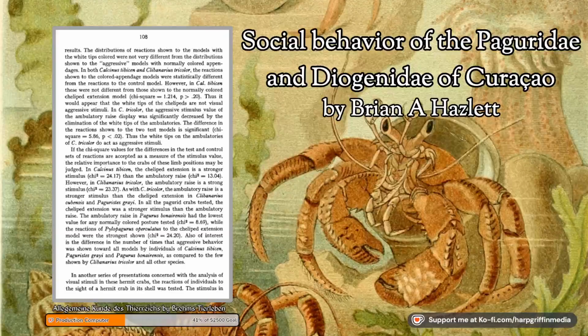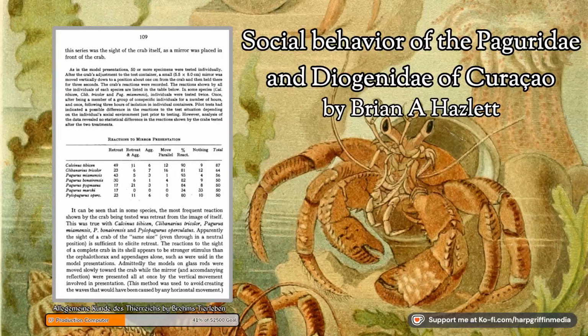In another series of presentations concerned with the analysis of visual stimuli in these hermit crabs, the reactions of individuals to the sight of a hermit crab in its shell was tested. The stimulus in this series was the sight of the crab itself, as a mirror was placed in front of the crab. As in the model presentations, 50 or more specimens were tested individually. After the crab's adjustment to the test container, a small 5.5 by 8.0 centimeter mirror was moved vertically down to a position about 1 centimeter from the crab and then held there for 3 seconds. The crab's reactions were recorded.